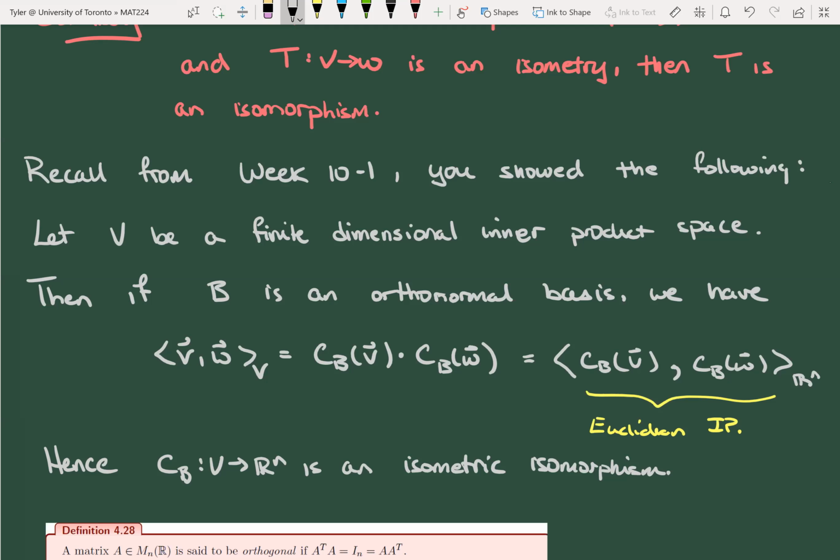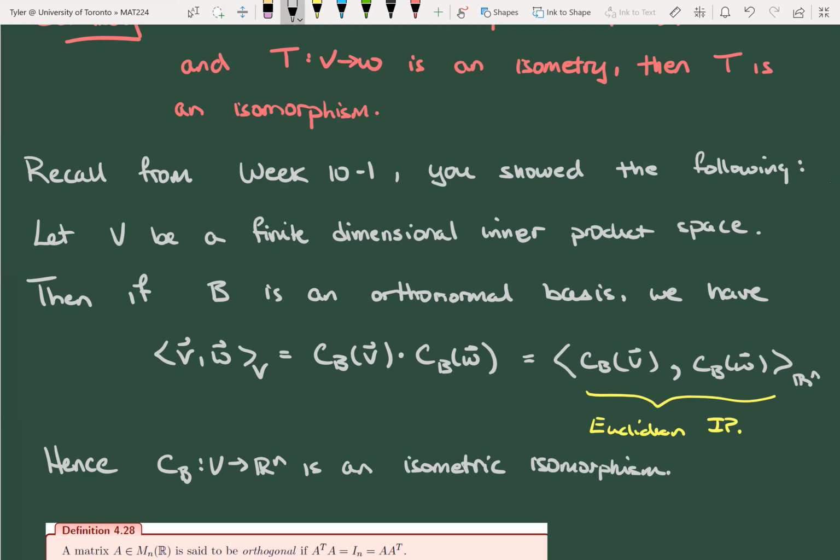And at some point, I suspect some of you are going to get confused because you have so many results hanging around in your head. You're like, okay, wait a second, what is going on? C_B is an isomorphism. You know that's true. That's always true. The coordinate transformation is always an isomorphism. When is it an isometric isomorphism? When we have an inner product space and the basis is orthonormal.